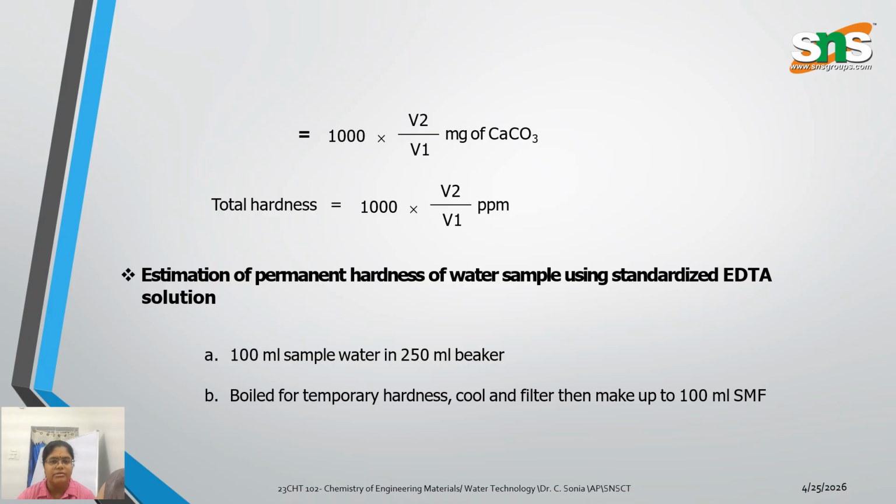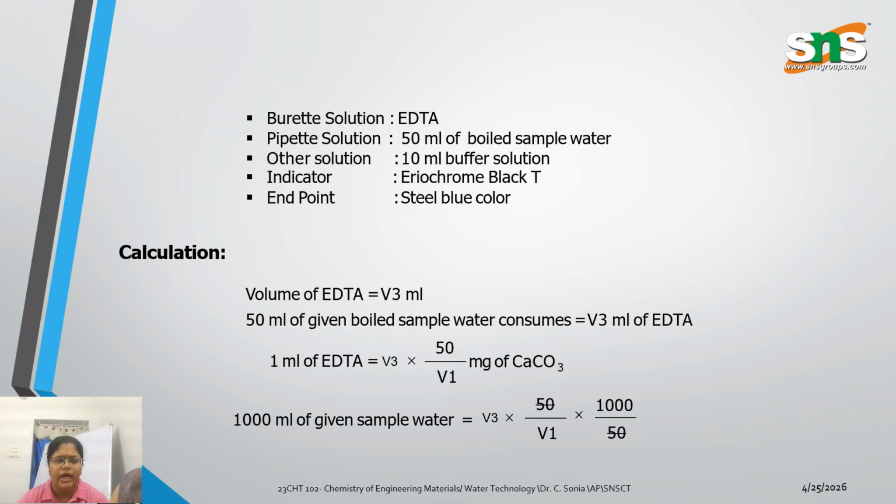So how will you estimate the permanent hardness of the water using standardized EDTA solution? This is the third titration. You take 100 ml water in a 250 ml beaker, boil it to remove temporary hardness, cool and filter, then make up to 100 ml. Again, it's the same burette solution, but the pipette solution is 50 ml of boiled water sample, and the additional solution is buffer, the indicator is the same, and the endpoint is from wine red to steel blue color.